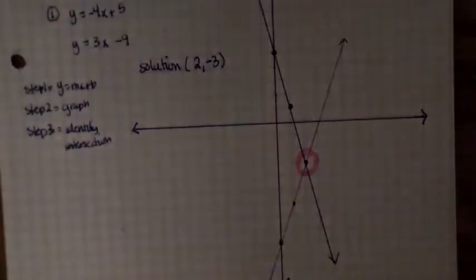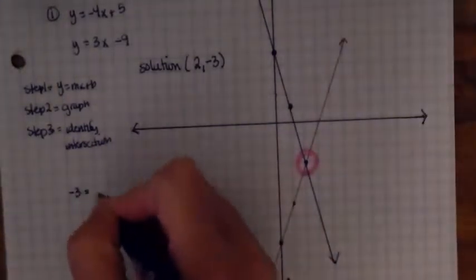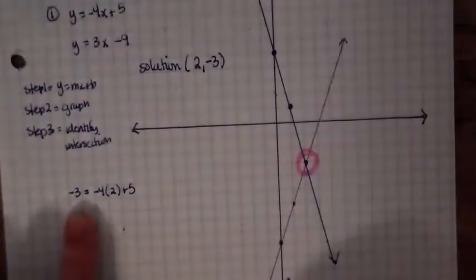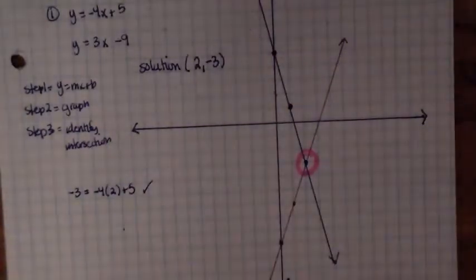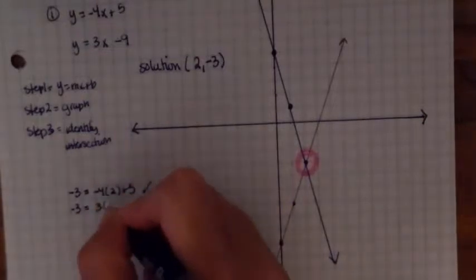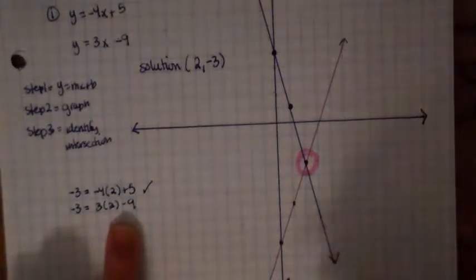So I just want to demonstrate that. If I plug in 2, negative 3, I get negative 3 is equal to negative 4 times 2 plus 5. So that's negative 3 is equal to negative 8 plus 5. That is true. If I plug it into my second, I get negative 3 is equal to 3 times 2 minus 9. Negative 3 is equal to 6 minus 9.